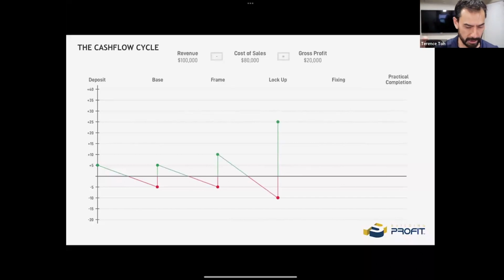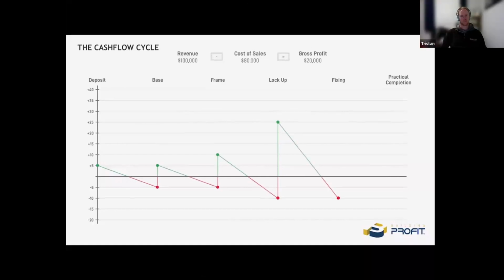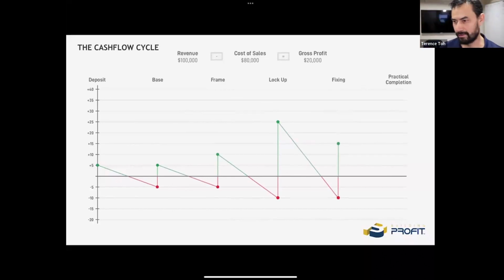Lockup is what percentage? Builders? You guys have got to know. 35. Right. Cool. And then fixing? 25. Is that accurate? So what we tend to find is, if that line is the middle line, the break-even line, then our cash flow ends up bouncing around a little bit like this if we stick to the normal method A.